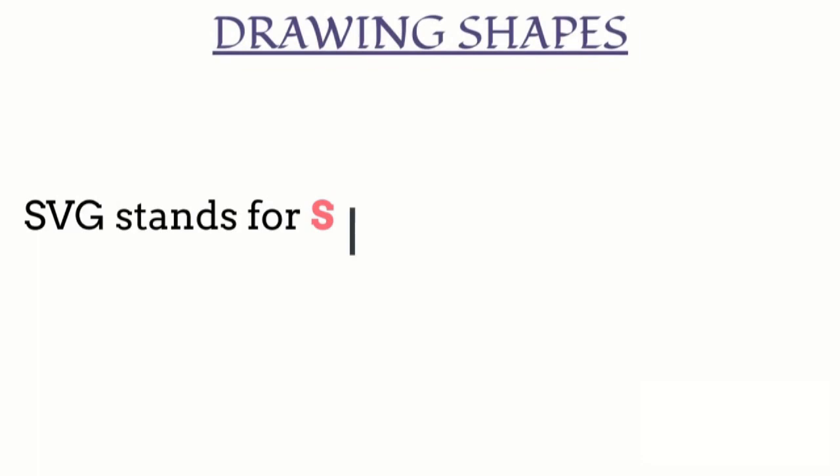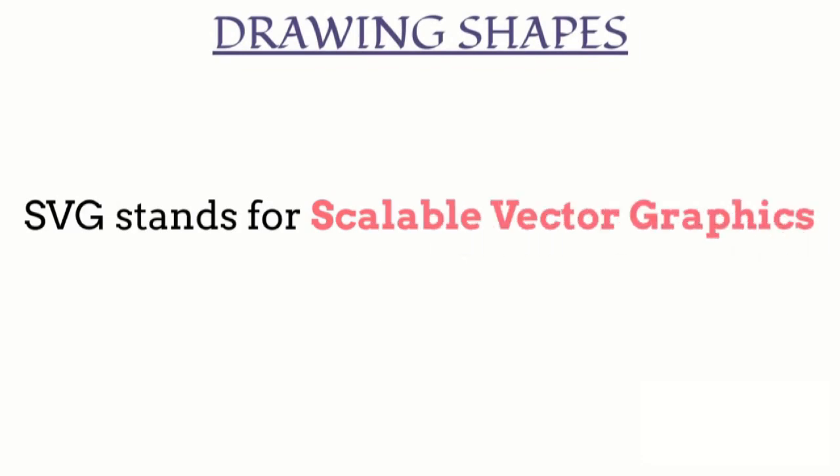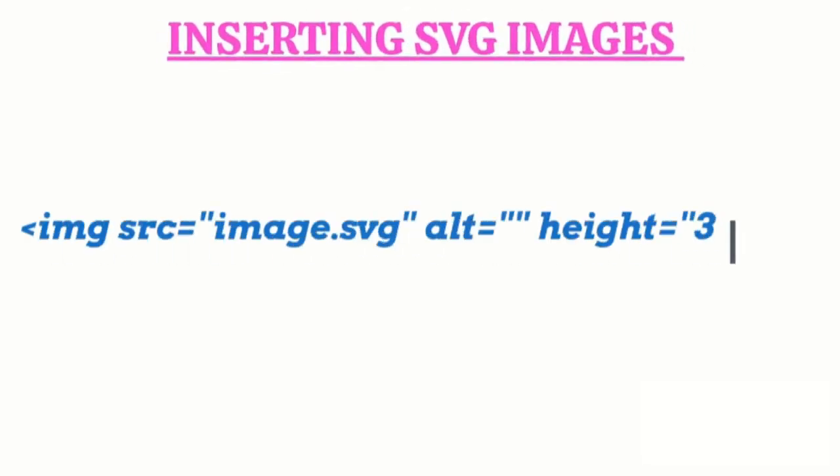SVG stands for Scalable Vector Graphics, and is used to draw shapes with HTML style markup. It offers several methods for drawing paths, boxes, circles, text, and graphic images. An SVG image can be added to HTML code with just a basic image tag that includes a source attribute pointing to the image.